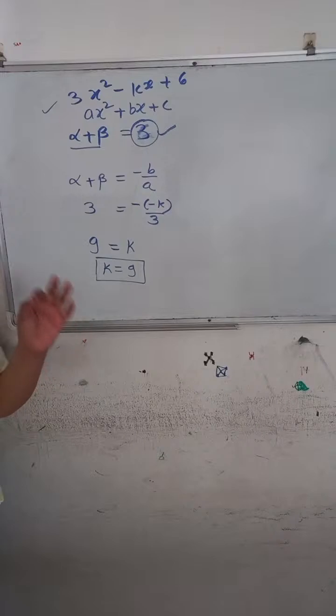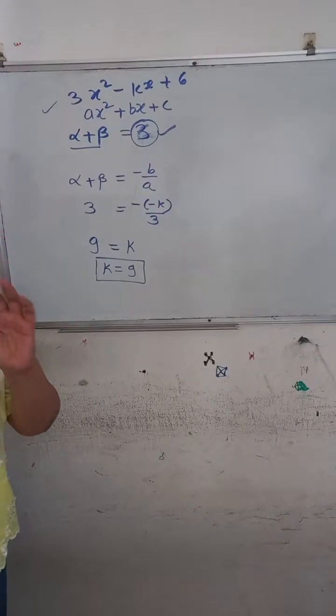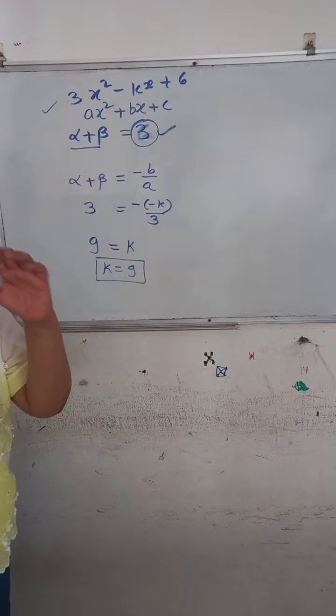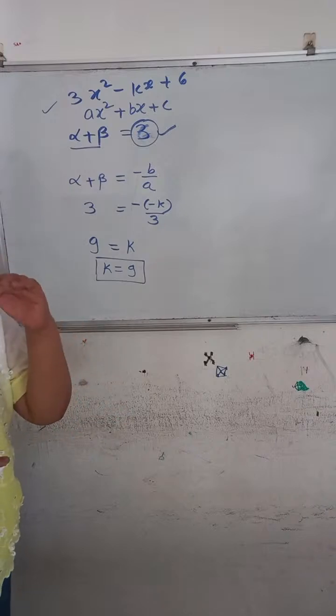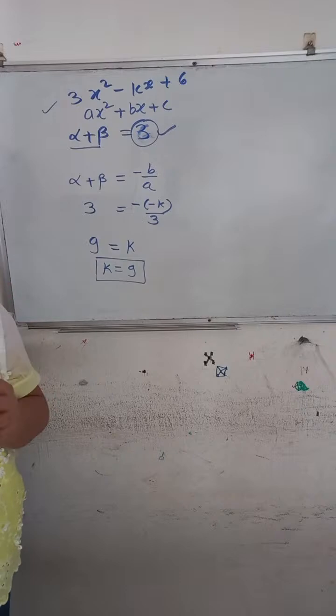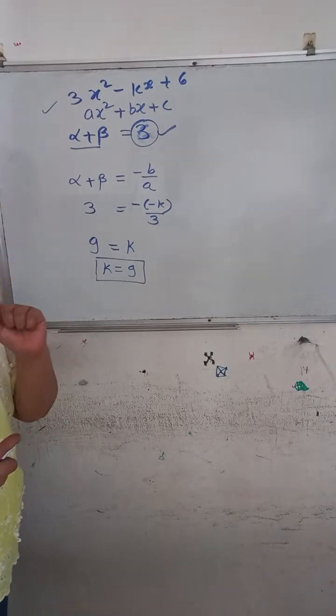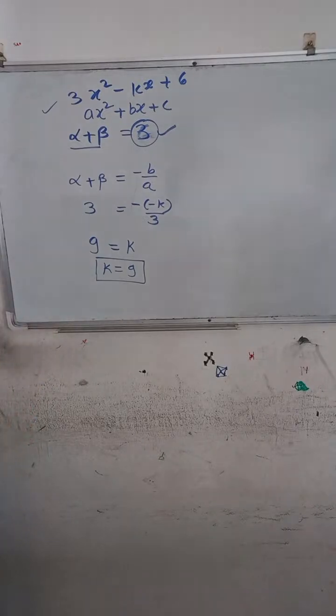Always read the question carefully. What is given? Whether it is given the sum of the zeros or the product of the zeros, read it properly and try to apply the concepts. So we get the value of k as 9. Copy up to here. Is everyone getting it?